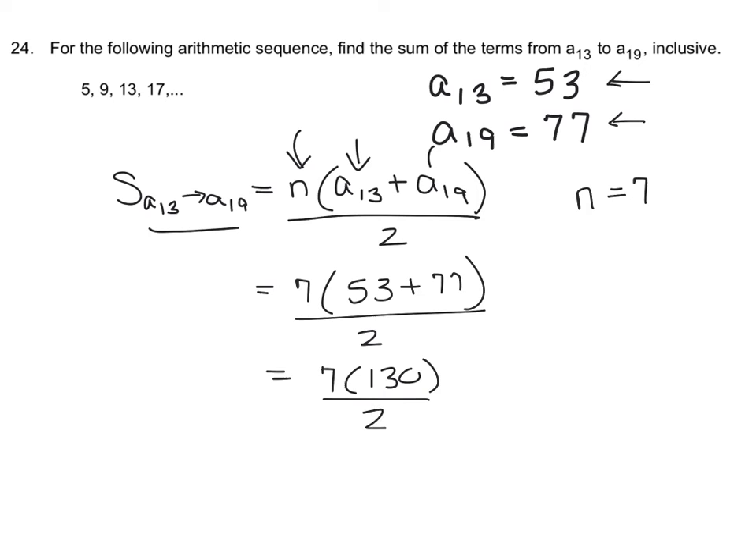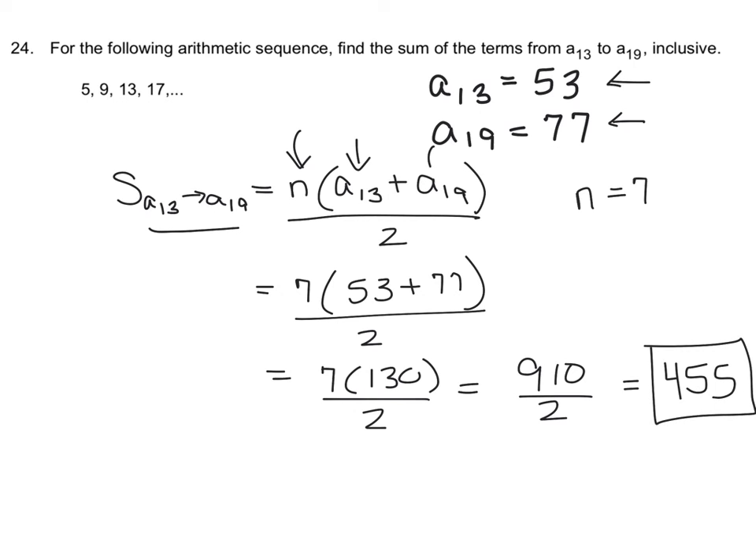Next, we'll multiply 7 by 130, and we get 910. Finally, we'll divide by 2, and 910 divided by 2 is 455. Our final answer is 455. This means that the sum of all terms between the 13th term and the 19th term is 455.